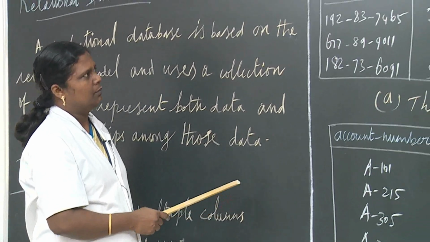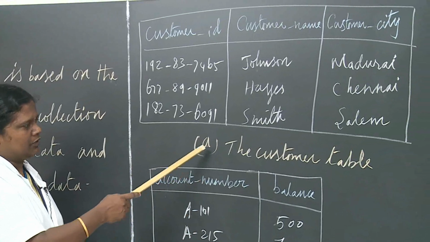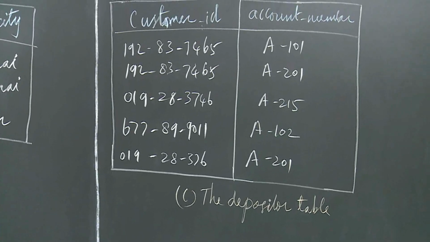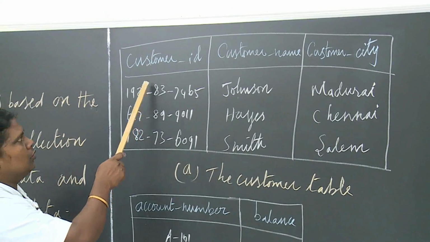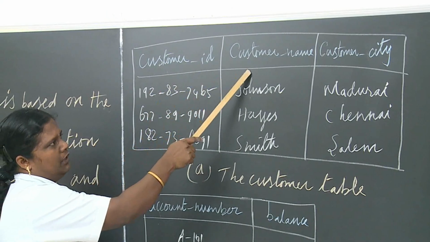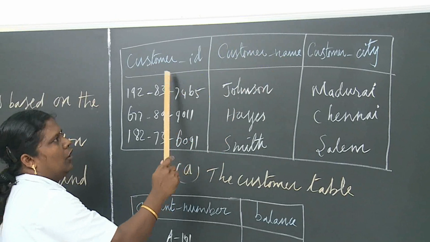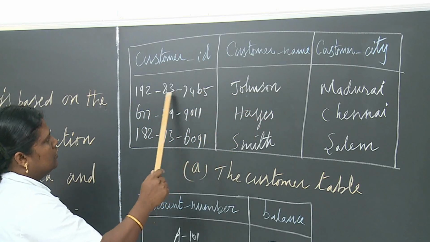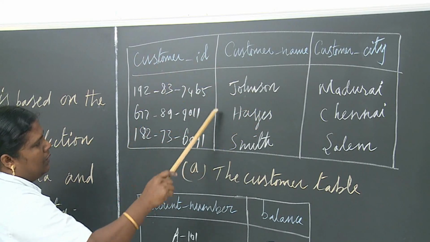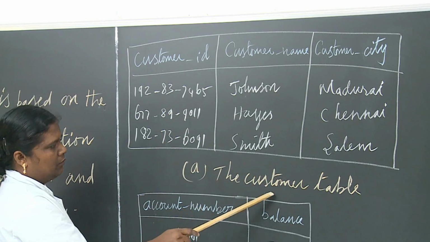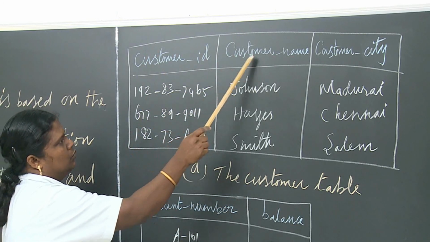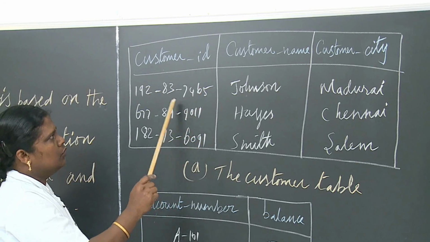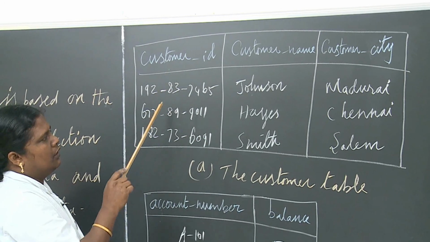An example for this is three different tables. The first is the customer table, then the account table, and finally the depositor table. The customer table includes customer ID, customer name, and customer city. These three columns are also known as attributes, and each row represents a record. So this table, named customer, includes three columns and three rows, which represent the records.